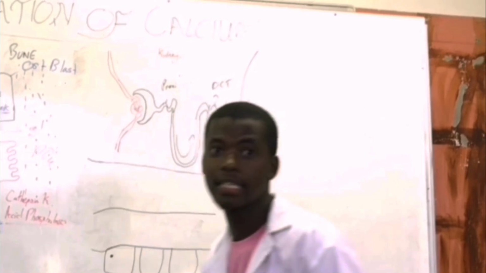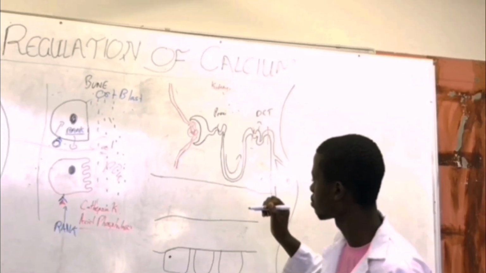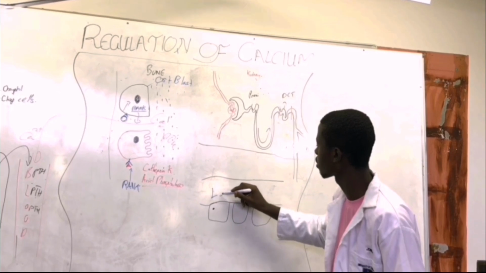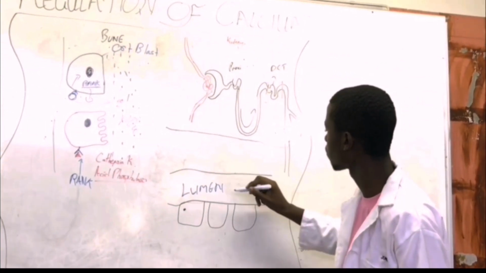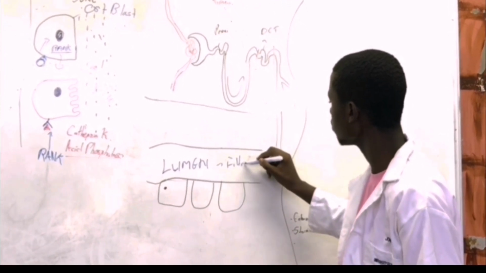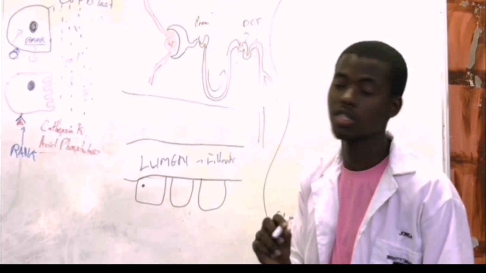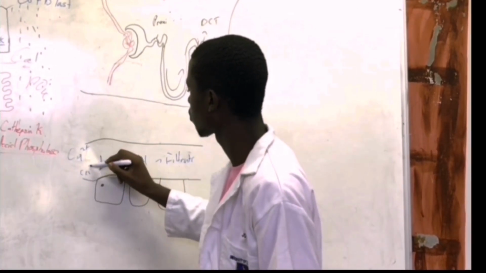So what we did is we zoomed in on this part. Over here you have your lumen. This is the lumen of your distal convoluted tubule. It contains the filtrate, and this is where our calcium is. We have calcium flowing inside the lumen over here.